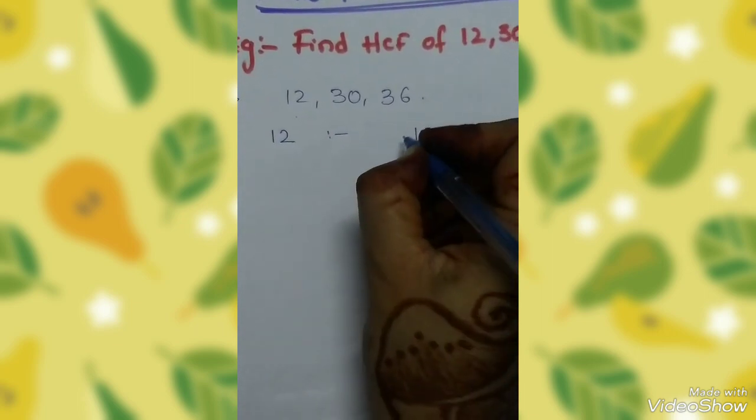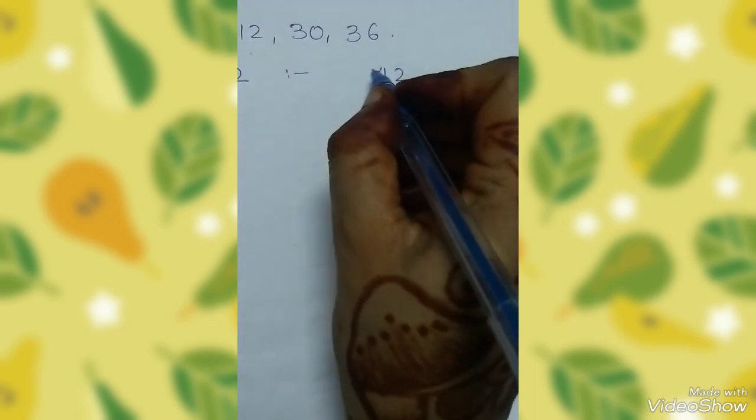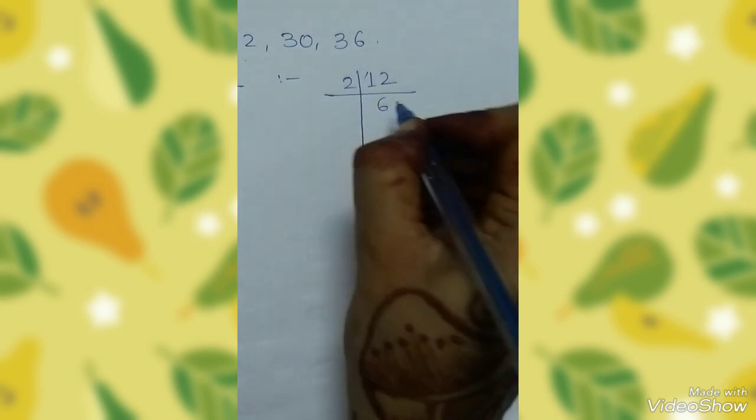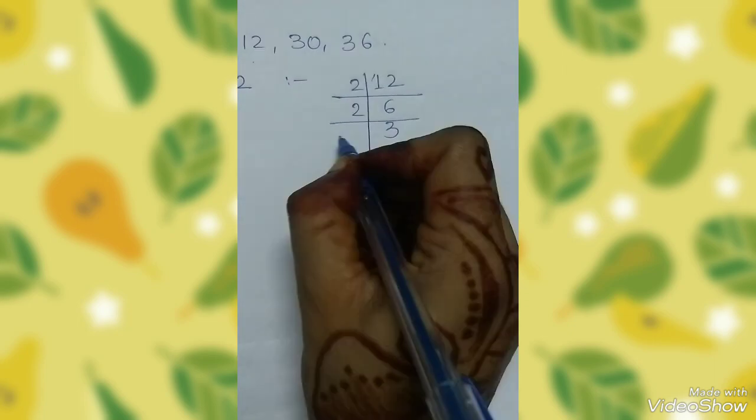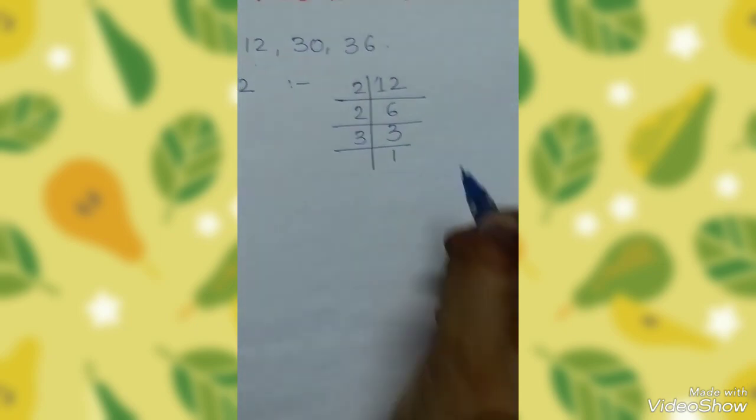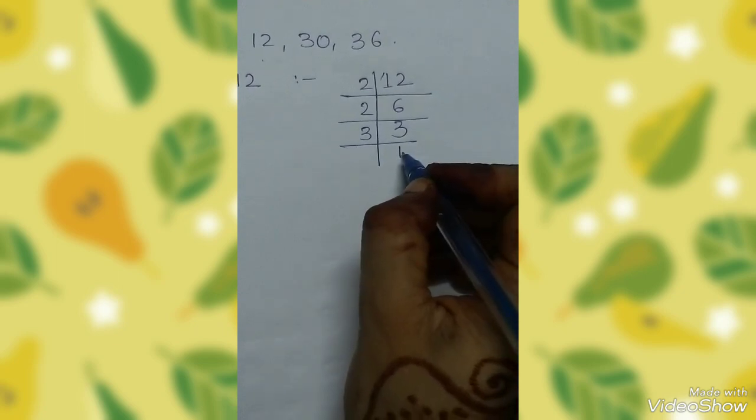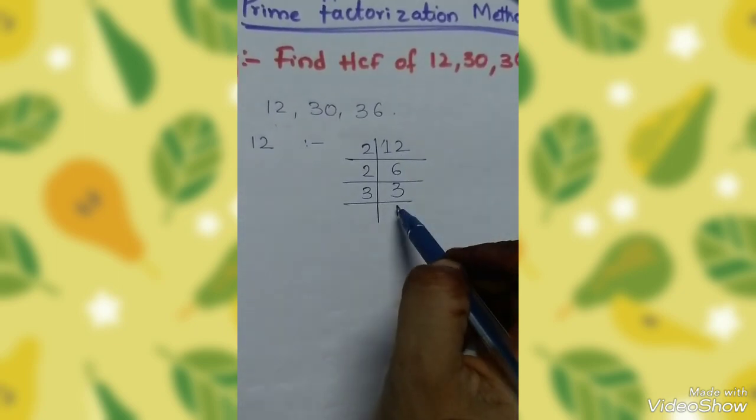12. Prime factors means we have to find the factors by using prime numbers only. Let us take the number 2. 2 sixes are 12. 2 threes are 6, 3 is there. 3 ones are 3. We have to do this factorization until we get 1, children. Okay, this is prime factorization.